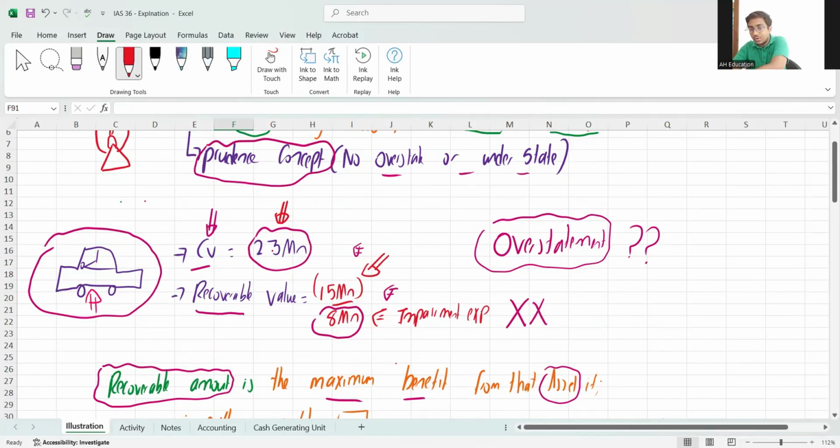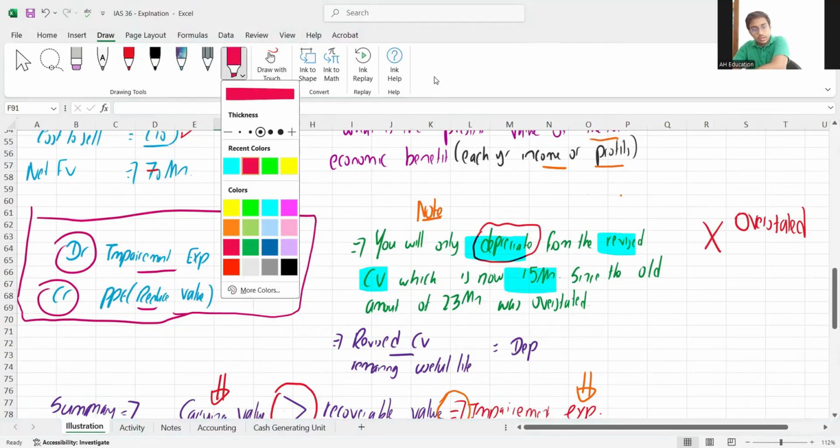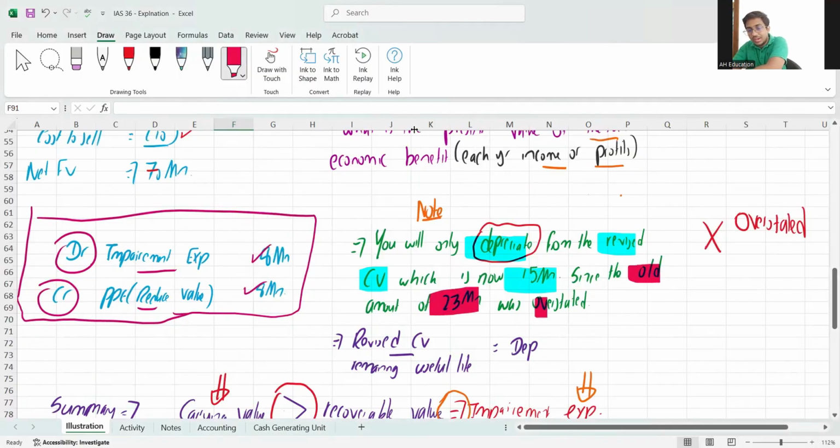So don't think that this is an overstatement. Therefore, I need to charge depreciation not on 23 million, but on 15 million only. The reason is 23 million is an overstated amount, and anything I charge depreciation on an overstated amount will be calculated in a wrong manner. That is what I have given in your note as well. You will only depreciate from the revised carrying value, which is 15 million, because this 15 million is the correct amount. Your old carrying amount of 23 million was overstated. So don't ever charge depreciation on your old carrying value.